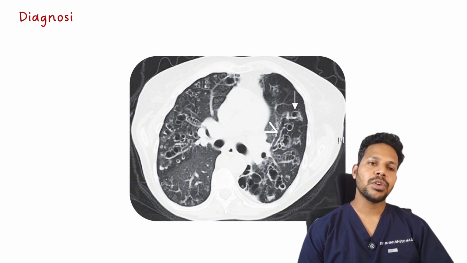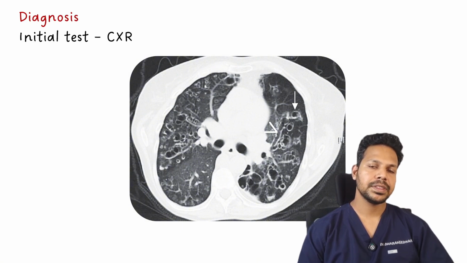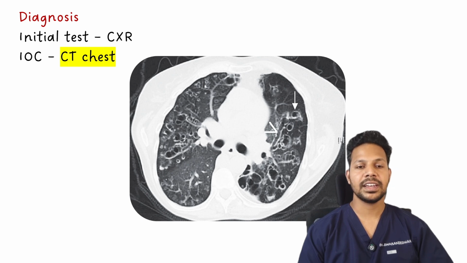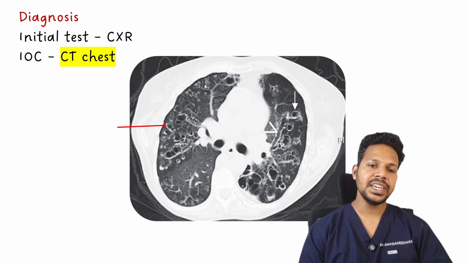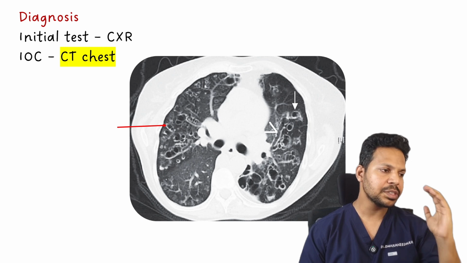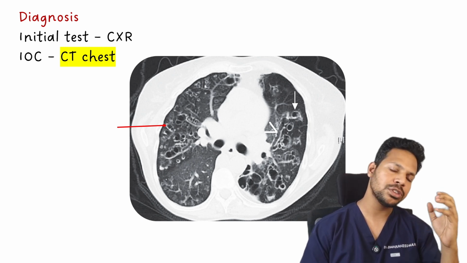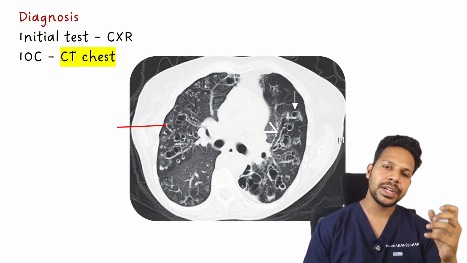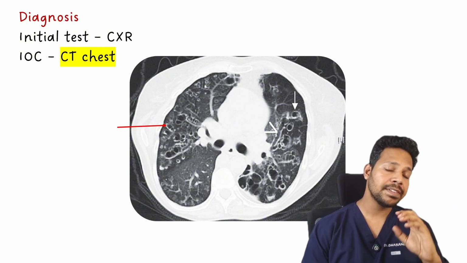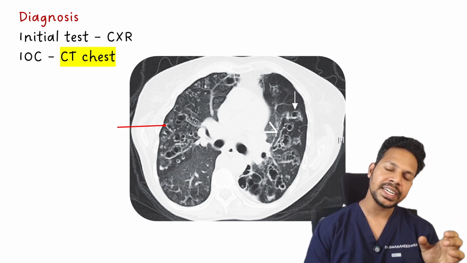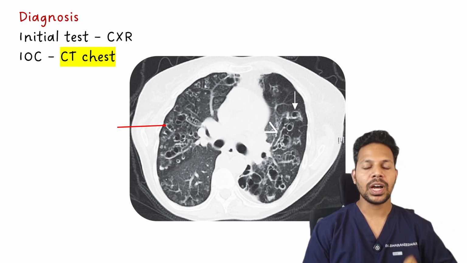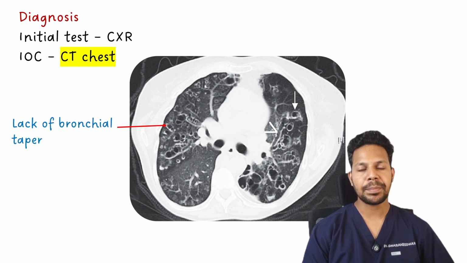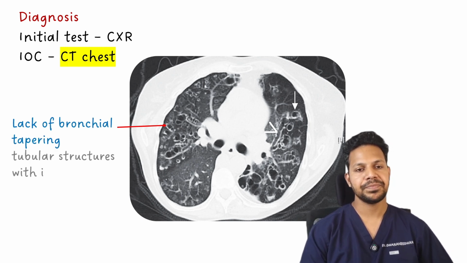Now, the initial test for diagnosis will be a chest X-ray, but the investigation of choice will be a CT scan. This image is showing you a lot of findings. So here, what you can observe is the tubular structures are present just beneath the pleura as well. In a normal lung, they are not usually present. Within 1 centimeter of pleura, these tubular structures will not be visible. The airways will not be visible. But if they are present even in the 1 centimeter beneath the pleura, that is what you call as lack of bronchial tapering. That can be seen with bronchiectasis.